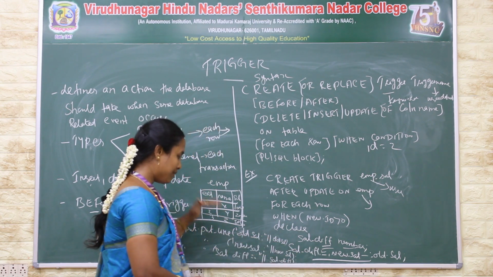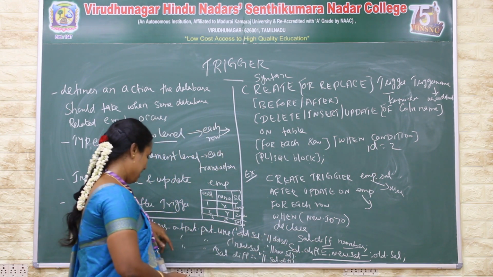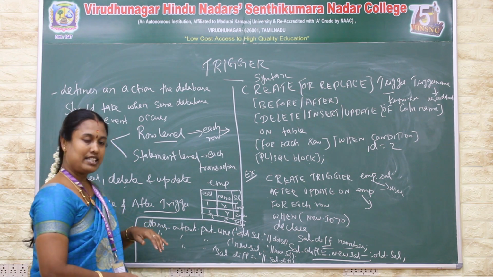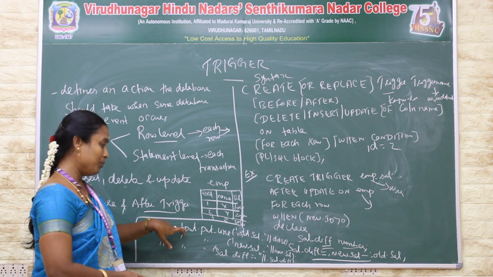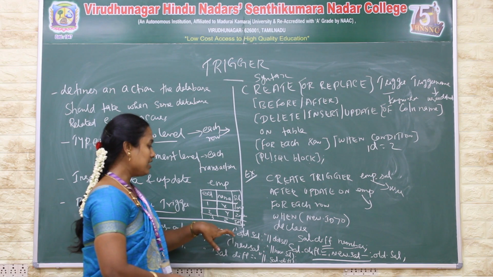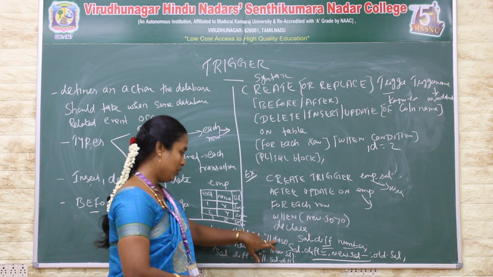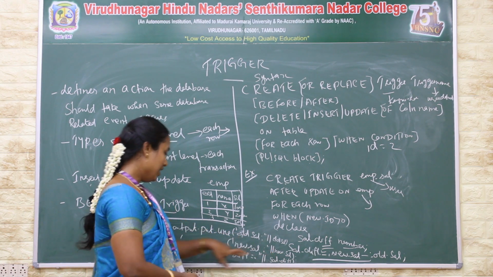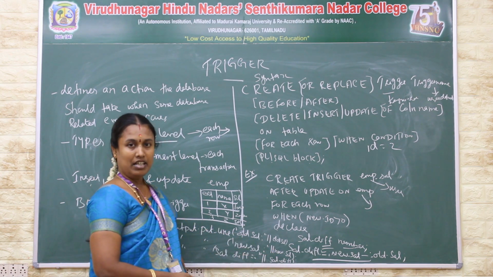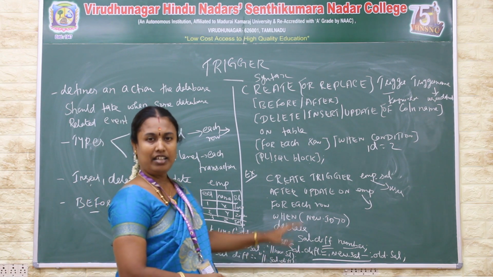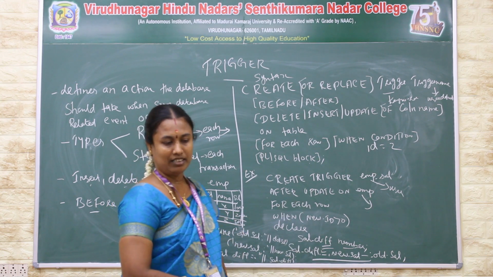After that I need to display these 3 values. For the printing purpose I can use the statement dbms underscore output dot put line. Within the brackets I can specify what is the old salary, what is the new salary, then what is the salary difference. For salary difference purpose only, here I can implement the trigger.